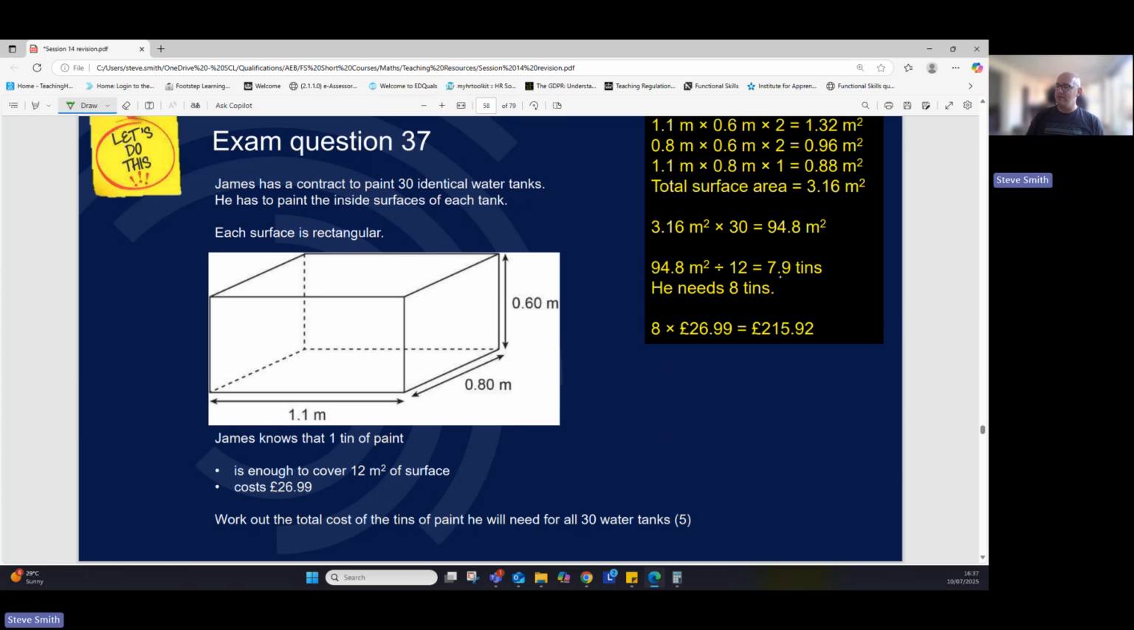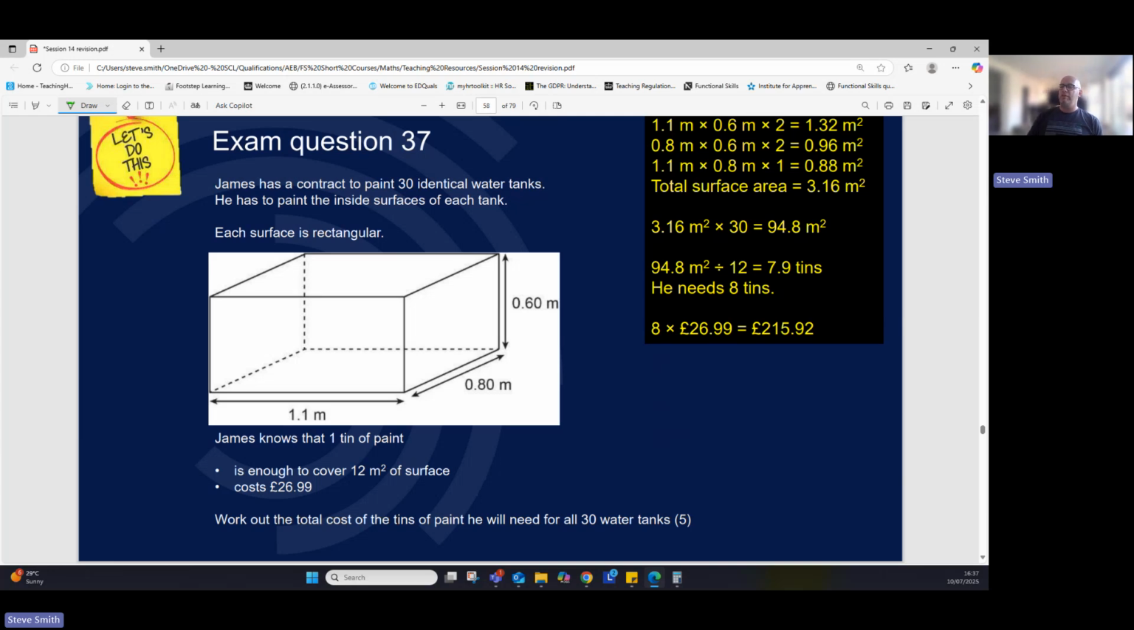We can't buy 7 tins because we don't have enough, so we need to buy 8 and have a little bit left over, like in our garage where we've all got tins of paint. We're going to go 8 tins times by the cost, £26.99, and that is a total price of £215.92.